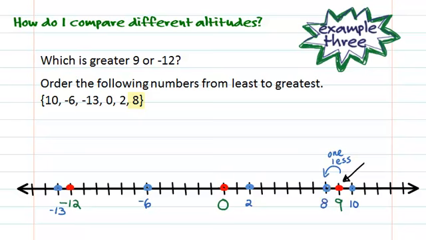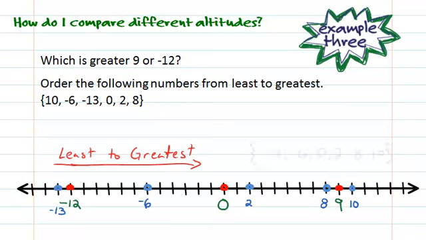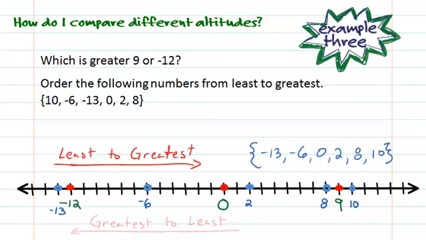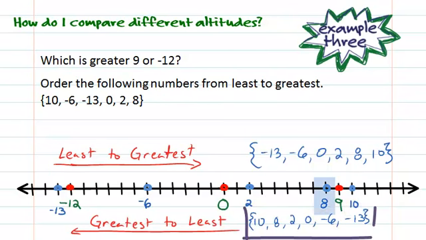Now, to list the integers in order, simply list them from left to right. -13, -6, 0, 2, 8, and 10. If I wanted to know the integers in order from greatest to least, I would count right to left. So 10, 8, 2, 0, -6, and -13.